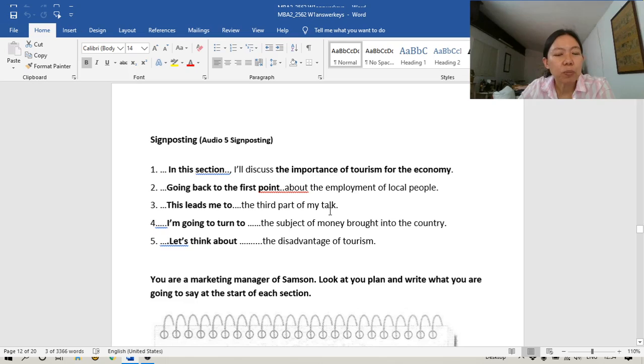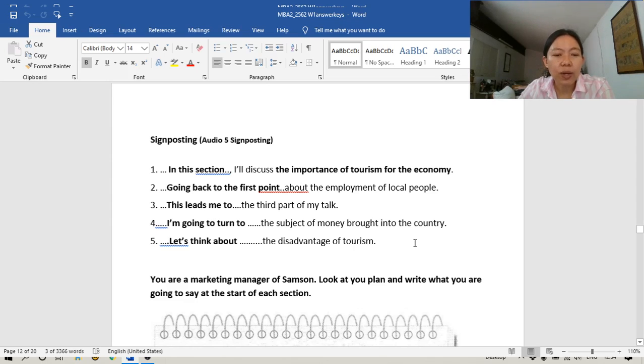"Going back to the first point about the employment of local people." The phrase "going back to the first point" refers to the previous topic that the speaker has already said. He already mentioned it, but now he would like to go back and talk about it more. Next, "This leads me to the third part of my talk." And then number 4, "I'm going to turn to the subject of money brought into the country." Both sentences here are used when you would like to start another topic.